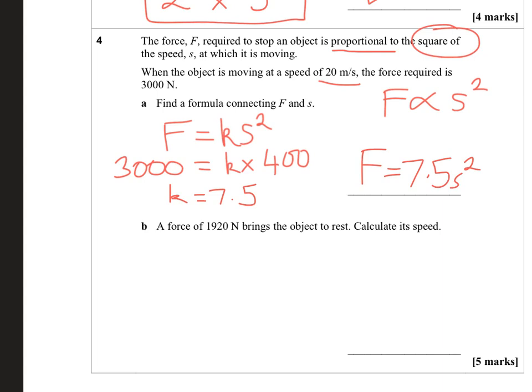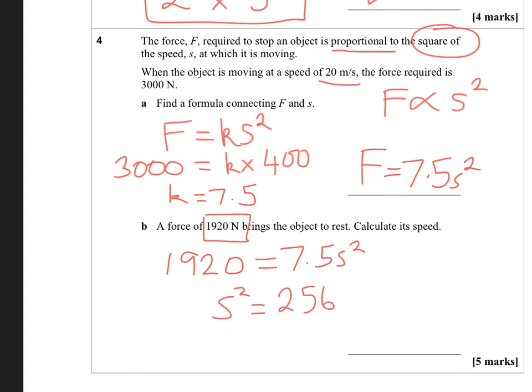Okay, you're now given this force. So you've got 1920 equals 7.5 s squared. Divide both sides by 7.5. S squared is 256. Then square root. The speed is 16 meters per second.